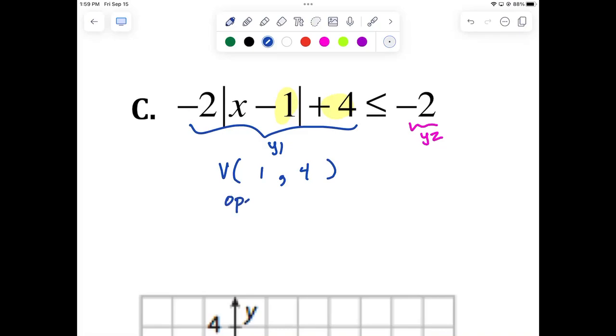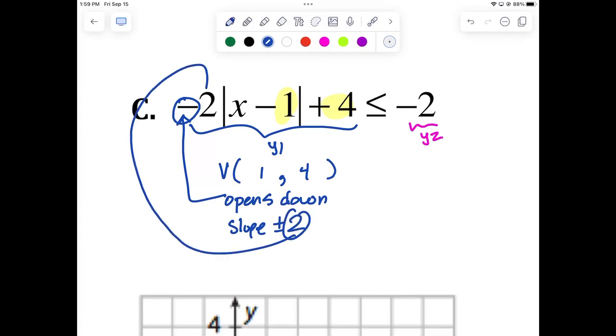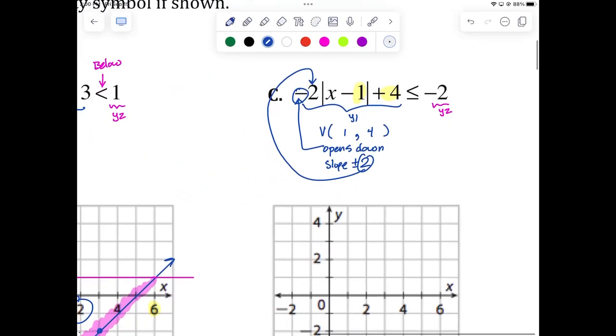Does it open up or down? It opens down. Very good. What makes it open down? The negative. And then what's the slope? Plus or minus what? What's the number in front of the x right there? 2. Yeah. That number right there that's in front of the x, the magnitude of it, plus or minus, that's your slope. Okay, so let's go ahead and sketch that one.